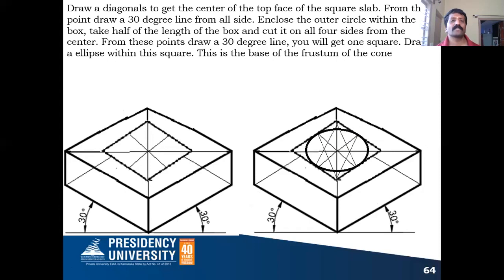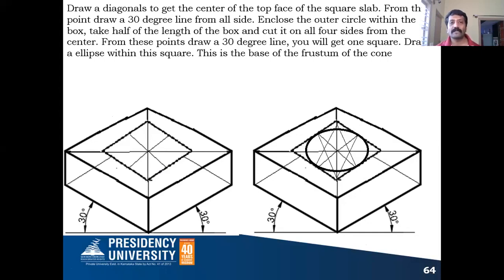For this, many examples we have done. From this center point, you draw 30-degree line in this way, and you draw your 30-degree line in this way. All the 4 sides, so you're going to get 30-degree line. And this 30-degree line, so in your top view, you enclose your circle, the outer circle, that is base circle, that is 50 millimeter within the square box.